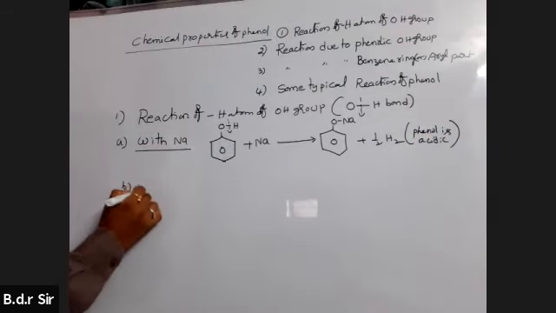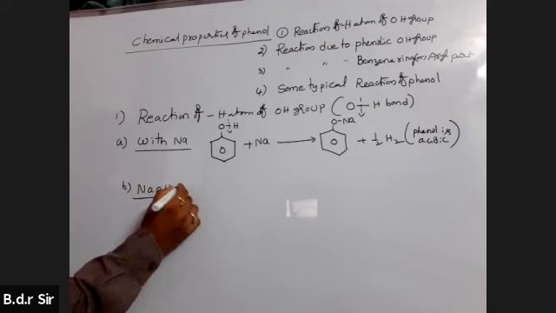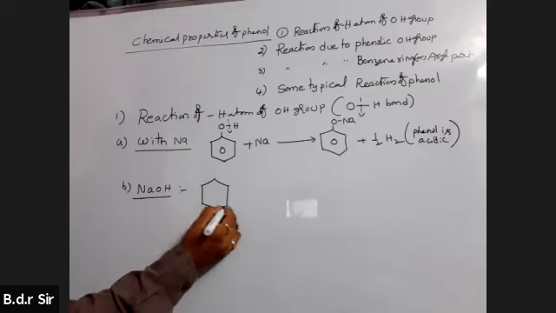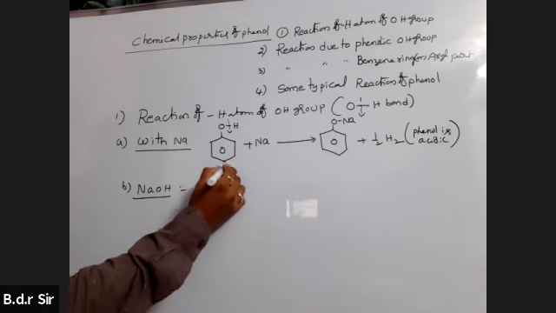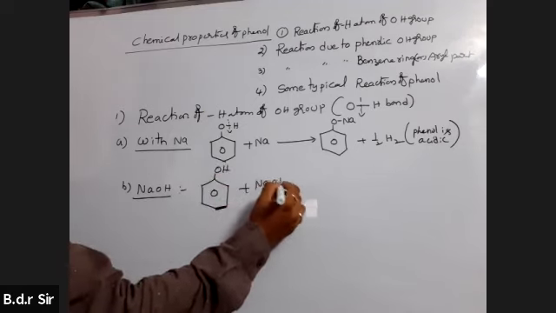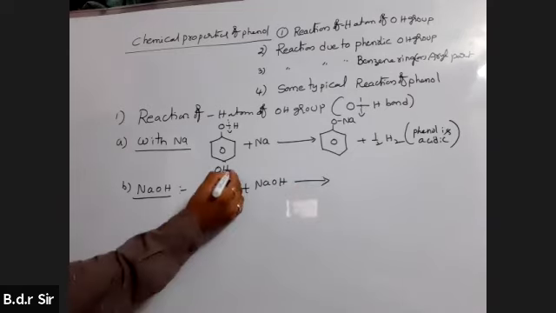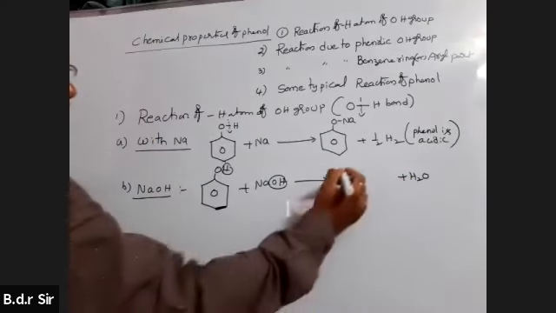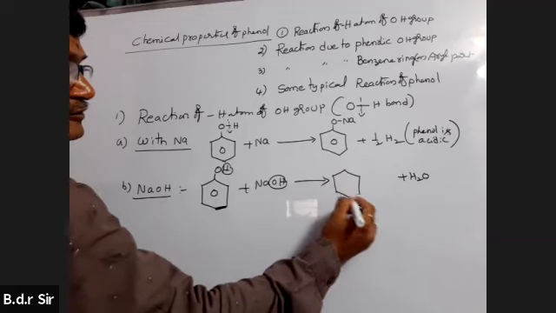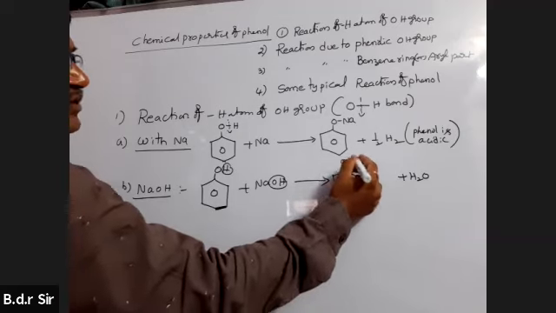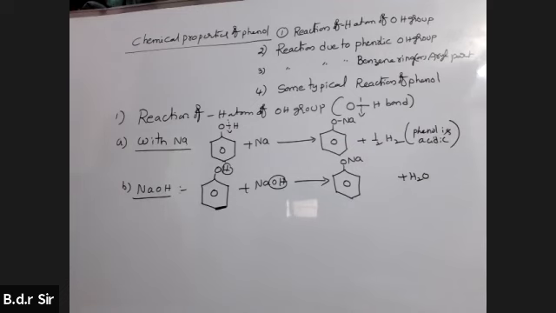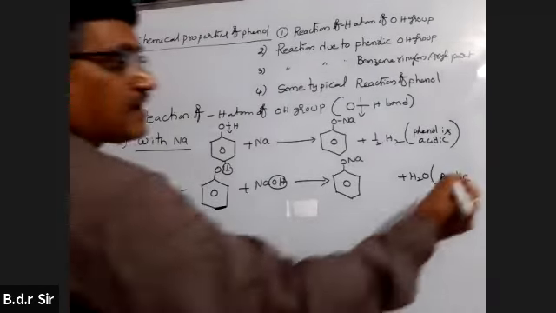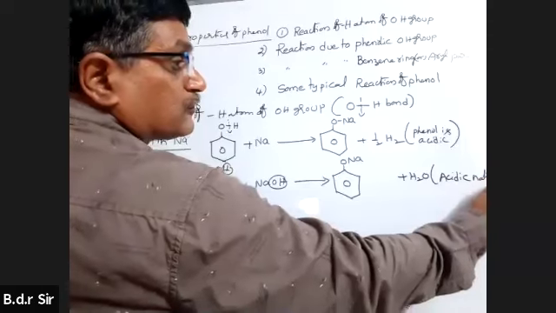Second one, with NaOH. Phenol is an acid. It reacts with a base, that is NaOH, to give what product? Here the hydrogen of the OH group is converted into water, and the remaining forms sodium phenoxide. This reaction also indicates the acidic nature of phenol.